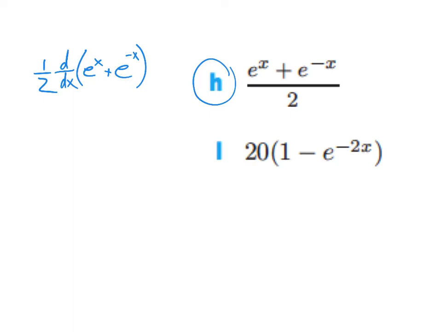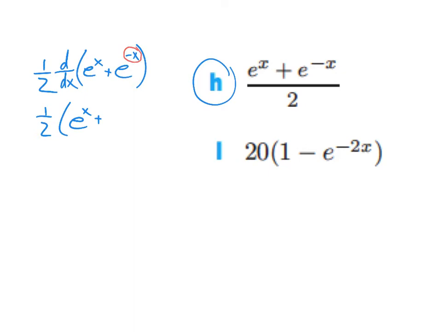Well, now I'm going to take the derivative of each part. The first part here is just the basic rule. The derivative of e to the x is e to the x. So we have 1/2 times e to the x. Now, here's where the chain rule comes in, because this is not e to the x, it's e to the negative x. So you're seeing negative x as a separate function.